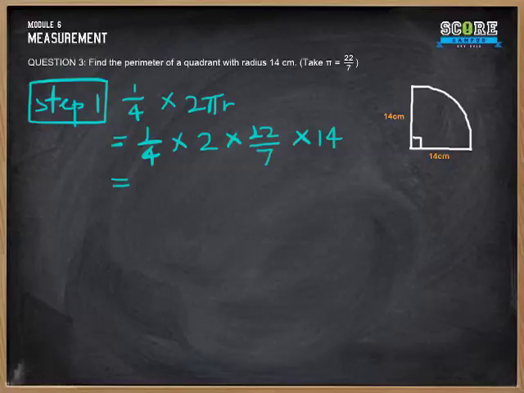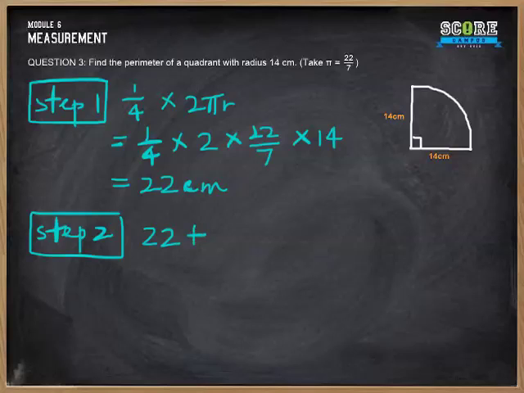You get 22 cm. But remember, you've got to find the complete perimeter of the quadrant, which means there are 2 radiuses that you have to add on. So step 2, take the circumference, which is 22 cm, 22 plus 14 cm, as shown in the diagram, plus another 14 cm, and add them all up and you get 50 cm. And that's your final answer. Now you've got the complete perimeter of this diagram.